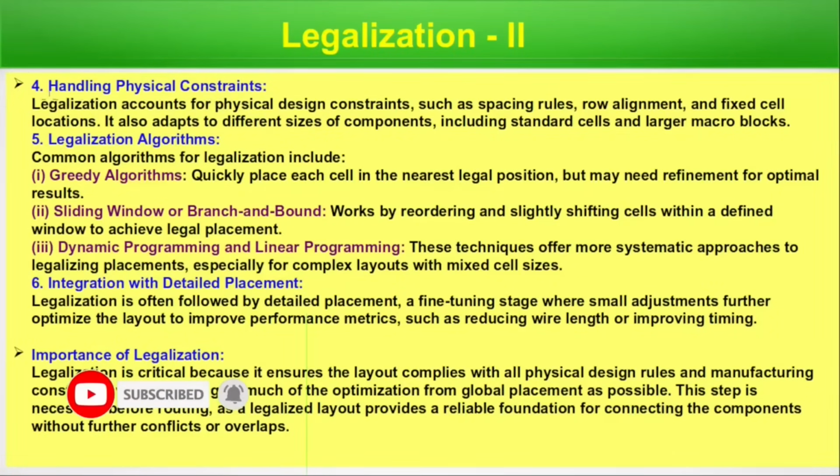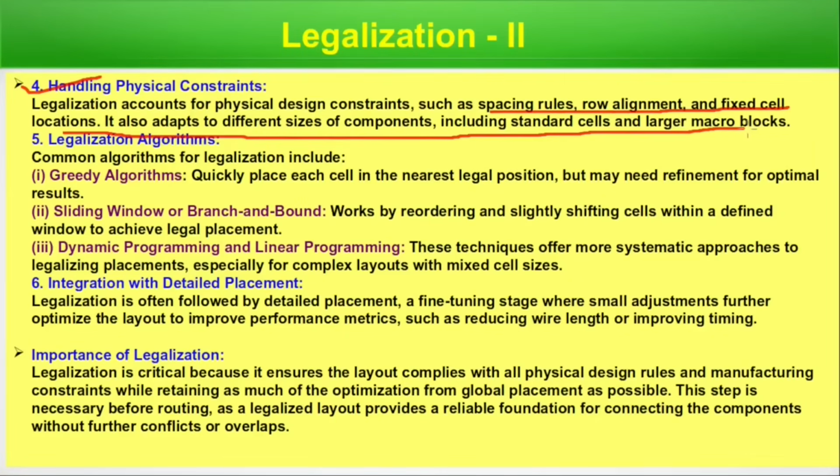Now, handling physical constraints. Legalization accounts for physical design constraints such as spacing rules, row alignment, and fixed cell locations. It also adapts to different size components including standard cells and large macro blocks. Legalization algorithms. Common algorithms for legalization include the greedy algorithm, which quickly places each cell in the nearest legal position but may need refinement for optimal results. Next, sliding window or branch and bound works by reordering and slightly shifting cells within a defined window to achieve legal placement. Dynamic programming and linear programming.